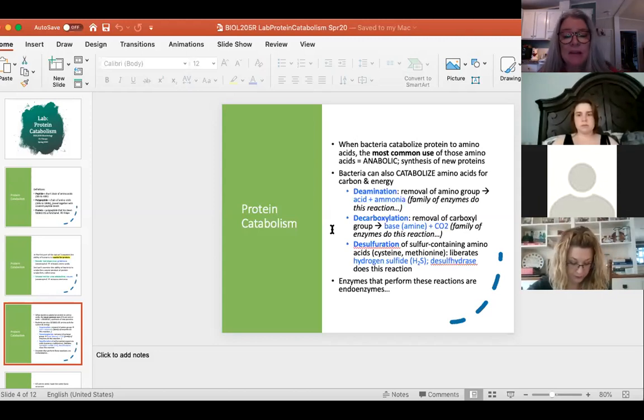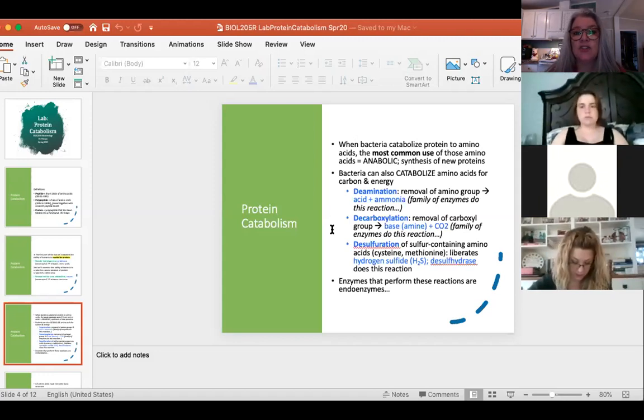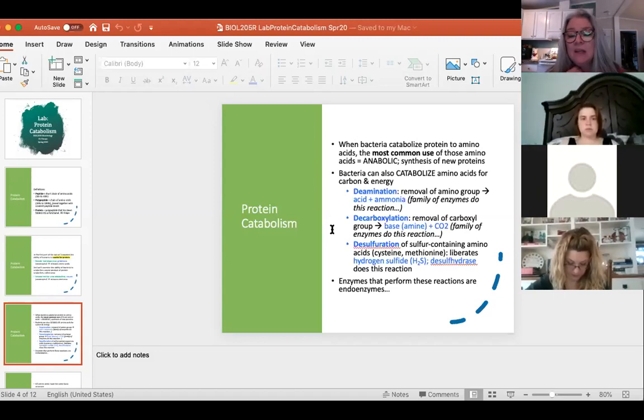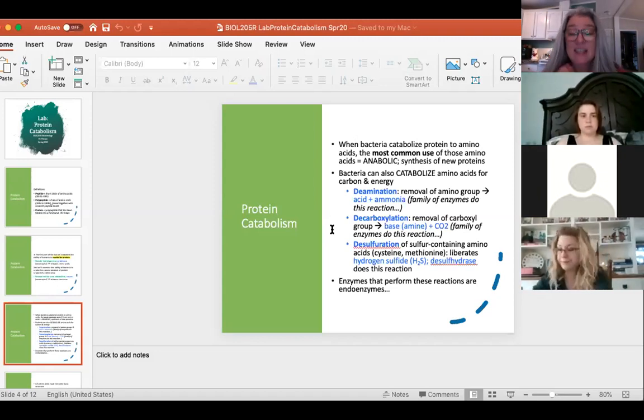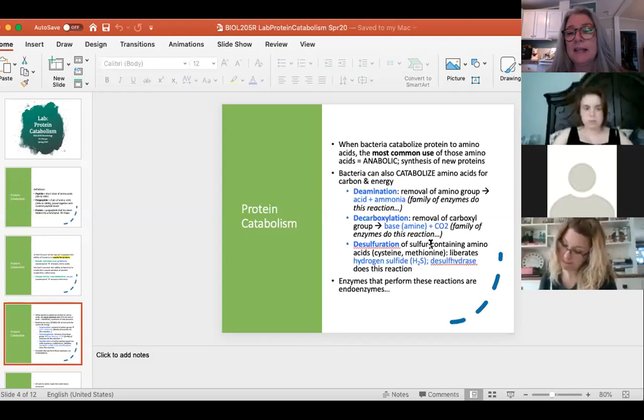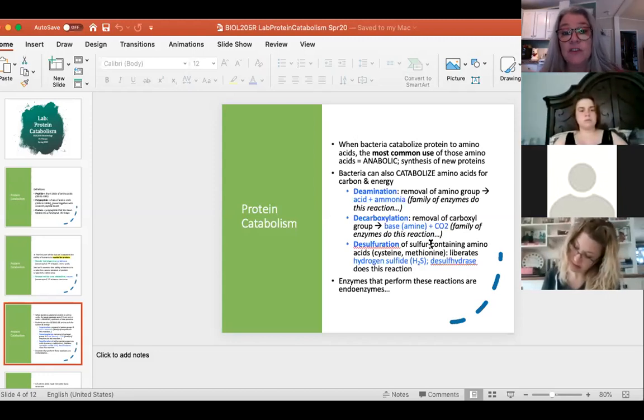Now, when that happens, the amino acid is essentially broken down to produce a very noxious smelling chemical called hydrogen sulfide, or H2S. There is a specific enzyme that does this reaction. It's called desulfhydrase, and I have the name here on the slide. Desulfhydrase can break down a sulfur-containing amino acid and produce this very nasty smelling hydrogen sulfide.